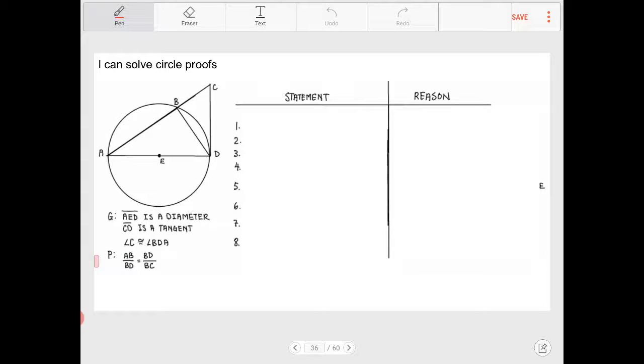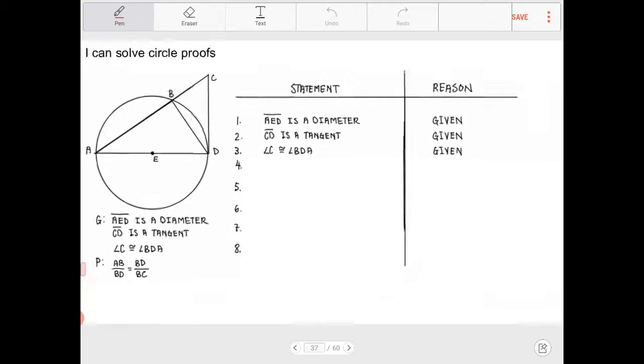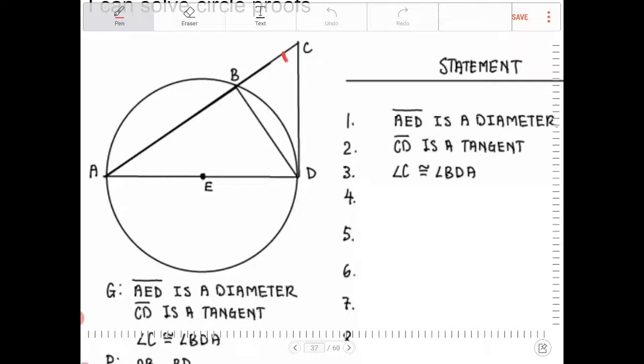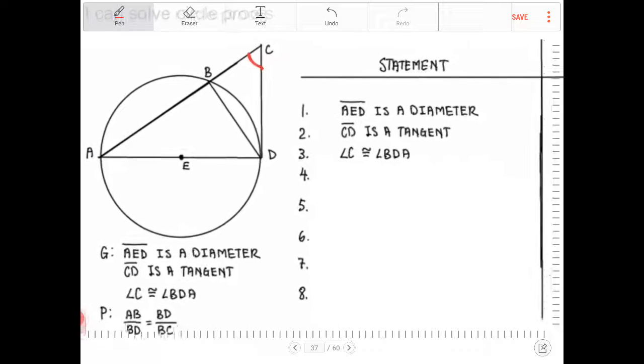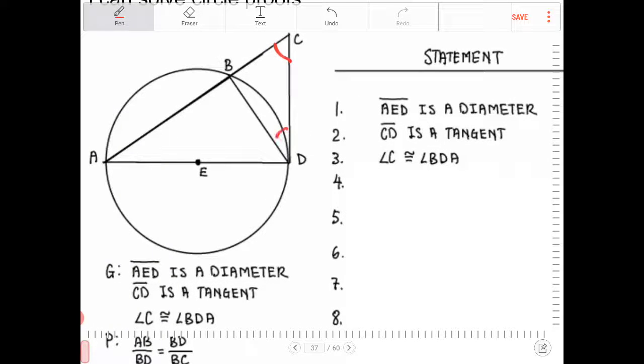All right, let's take a look at another example. Pause the video here to see if you can figure this out. So let's try to draw all over this. I know that AED is the diameter. I know that CD is a tangent. I know that angle C and angle BDA are congruent to one another.